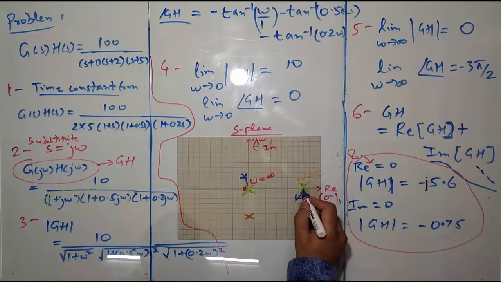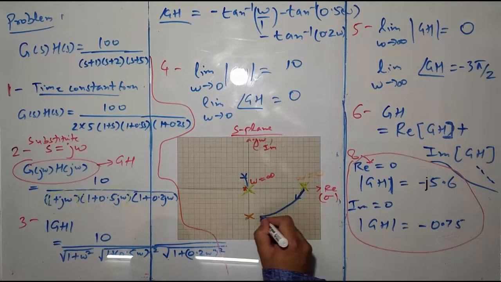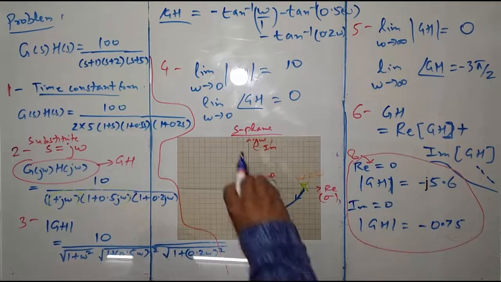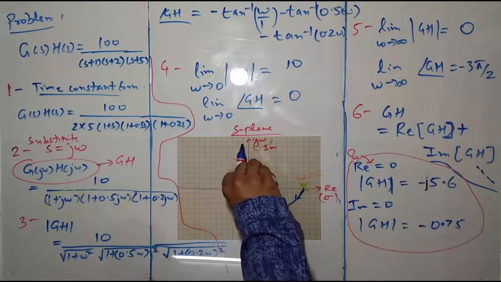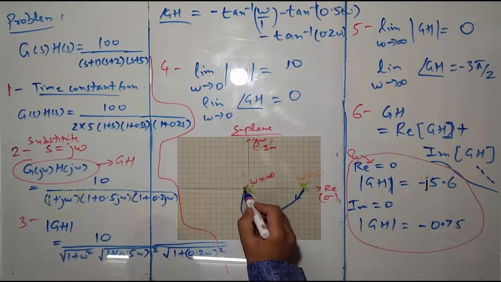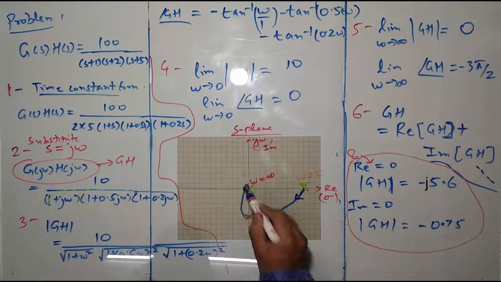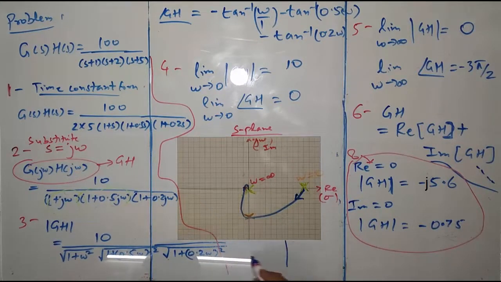you simply will have to connect these points in this manner. This point comes very close to the origin. So you will be having your polar plot in this manner. If you magnify this portion, it will look something like this. This is the intercept point, and this is the origin.